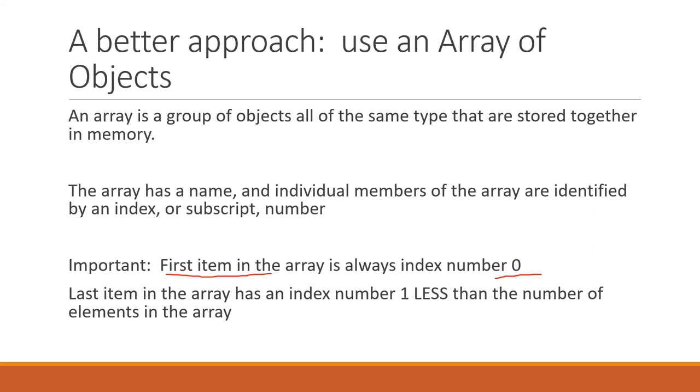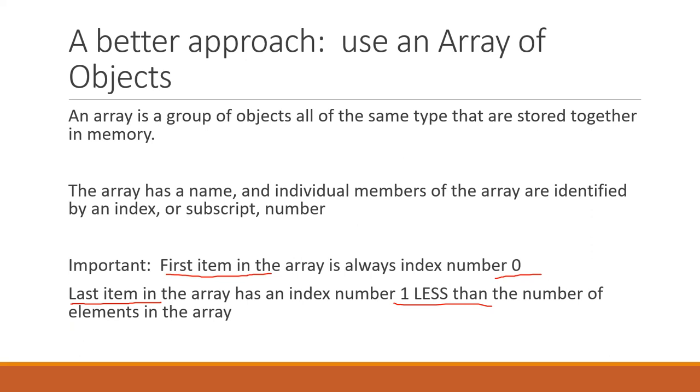Okay? And it turns out that the last item in the array, the index number for that is 1 less than how many elements we have in the array. So if I have an array of 100 things, the first one is number 0, the second one is number 1, and so on. So the last one, which would be the 100th one in this case, would have index number 99. So if you count from 0, 1, 2, up to 99, there are 100 numbers in that range.